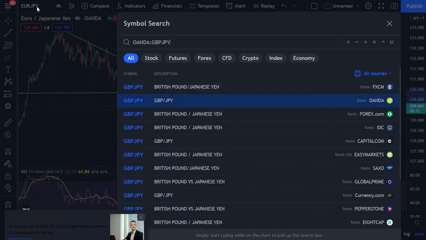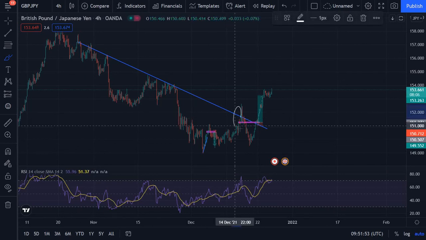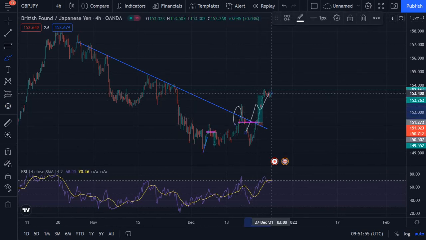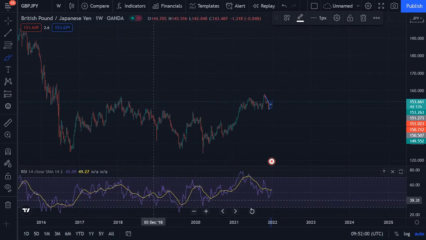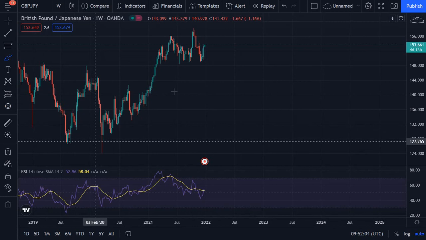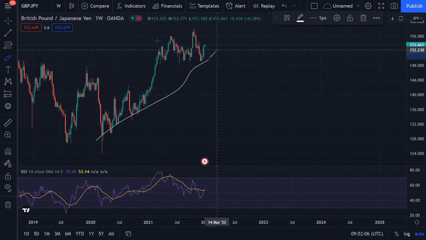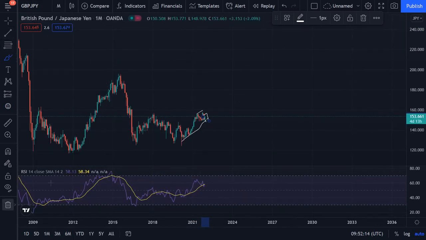Taking a look at the GBP JPY. So we broke here again, false breakout, and here this kind of a real breakout. We check the weekly and what else is there? Kind of an uptrend still forming here, this bearish movement. Now pulling higher again. Monthly chart.